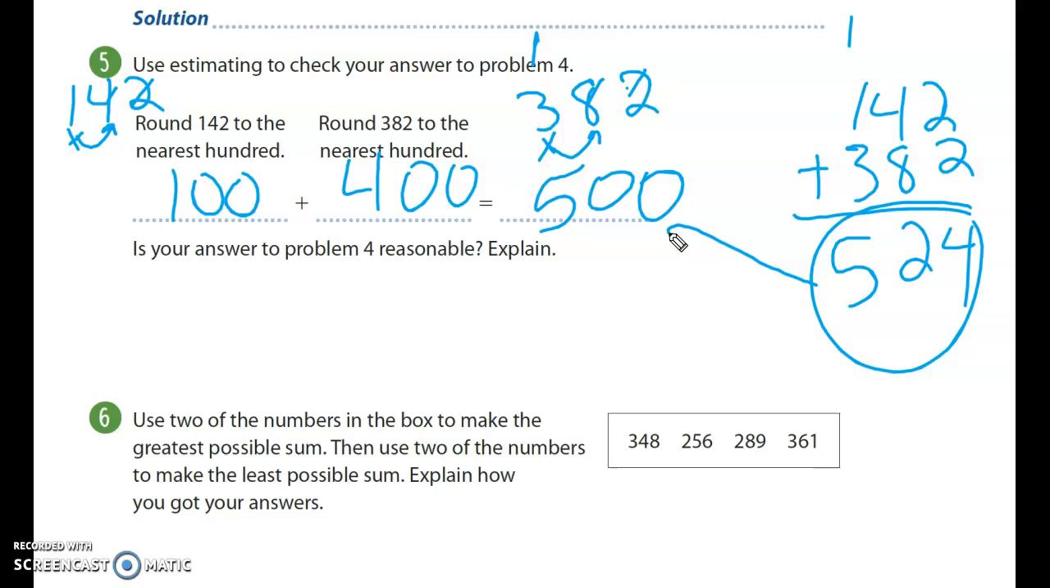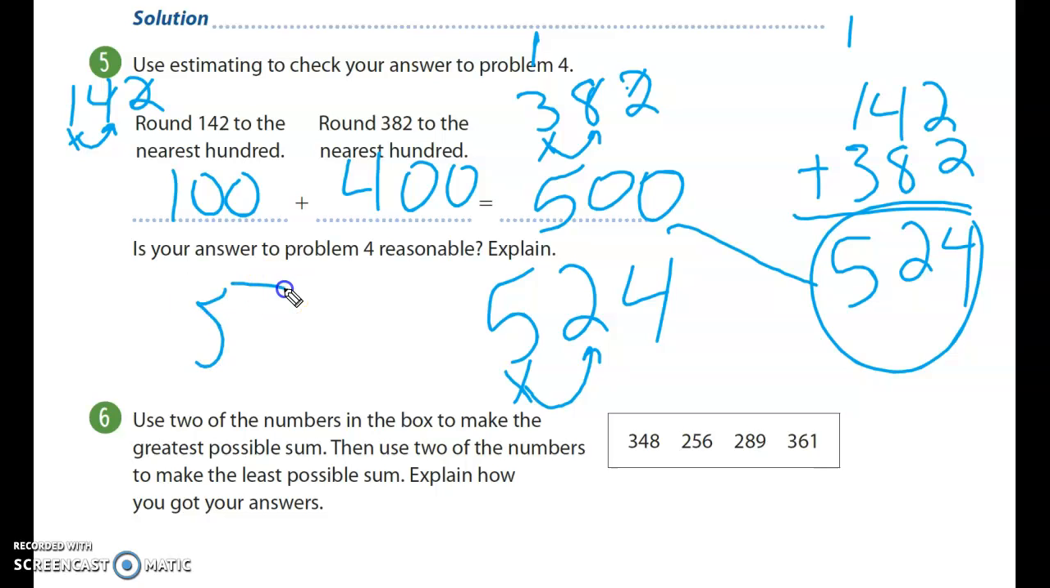Because when I round 524 to the nearest hundreds, okay, 5 is in the hundreds place. Look at number to the right. What does the 2 say to do to the 5? Stays the same. And replace the 2 and the 5 with zeros. So if I round 524 to the nearest hundreds, I get 500. So yes, my answer is reasonable. Nice.